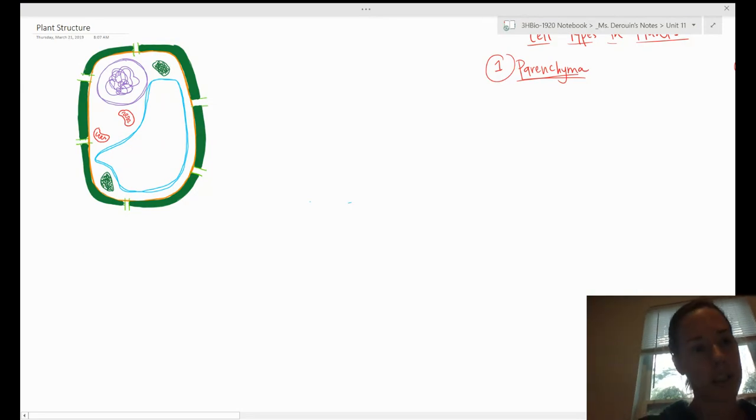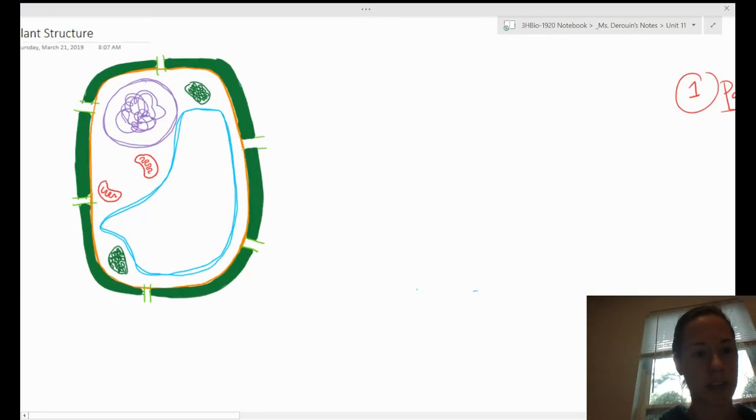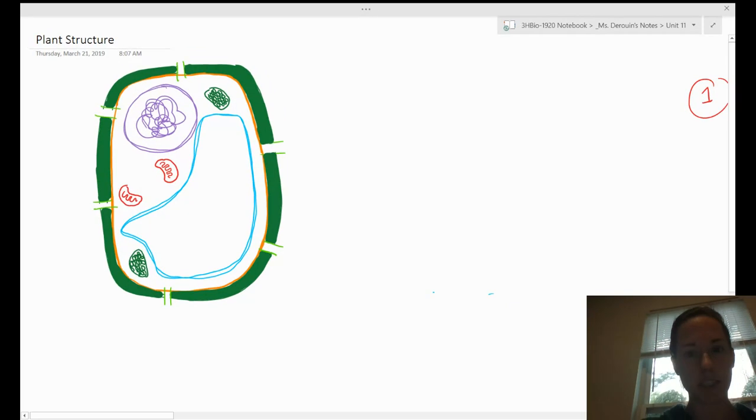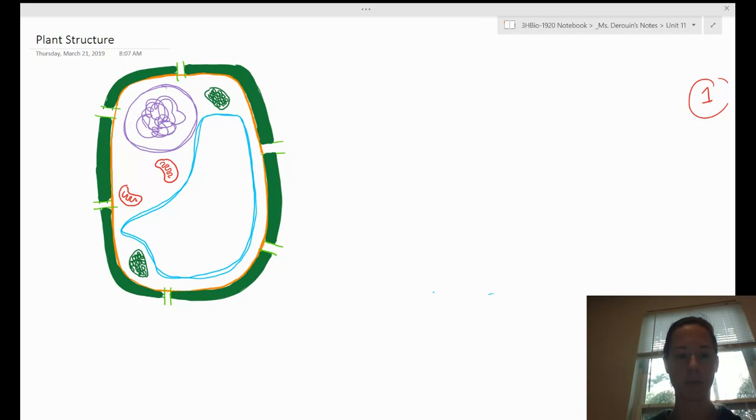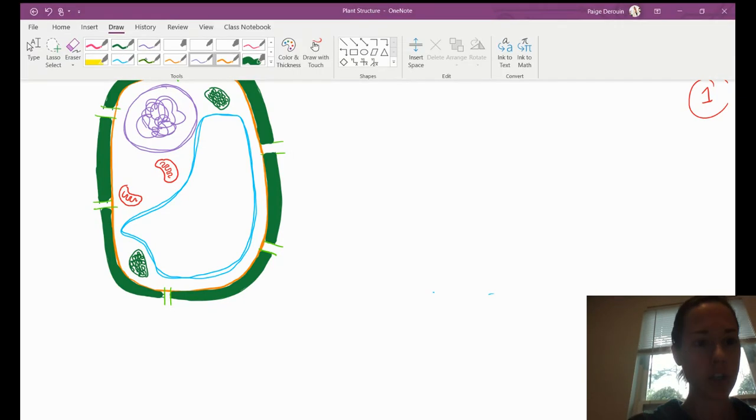So I'm just going to start with a super basic refresher of plant cells and the structures that they have that make them kind of unique. So I'll just label them here on this image.